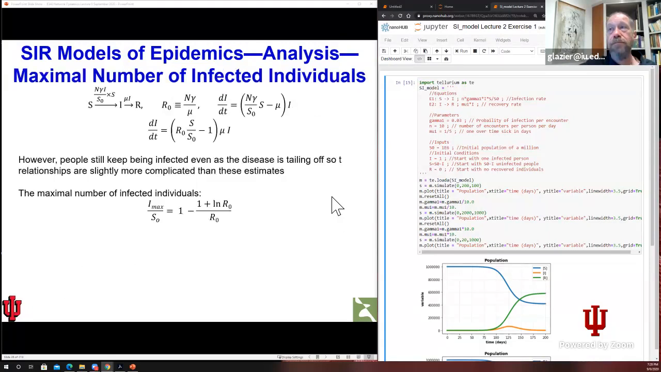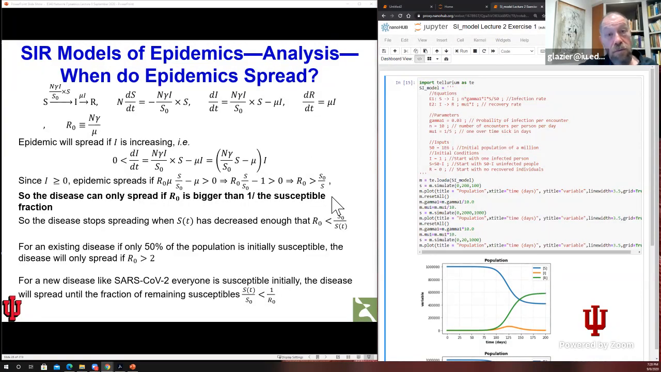And that's called herd immunity. If the fraction of people who are unsusceptible is bigger than 1 over R naught, then you have herd immunity. Unfortunately, if R naught is 7 or 8, that means that almost everybody has to have had it. If R naught is 2, like for influenza, then the disease stops spreading when half the people have had it. But for a disease that has a high R naught, herd immunity doesn't work very well.